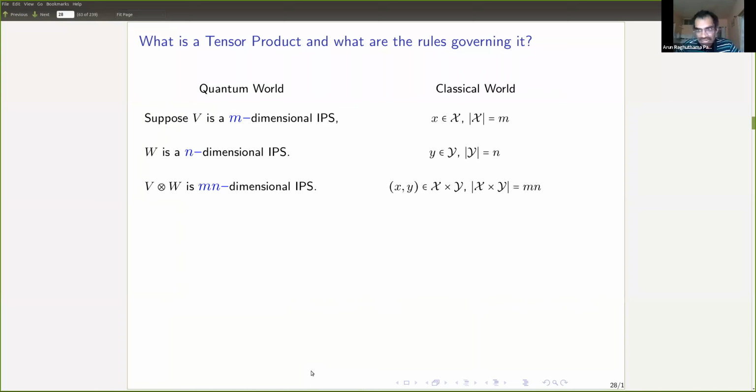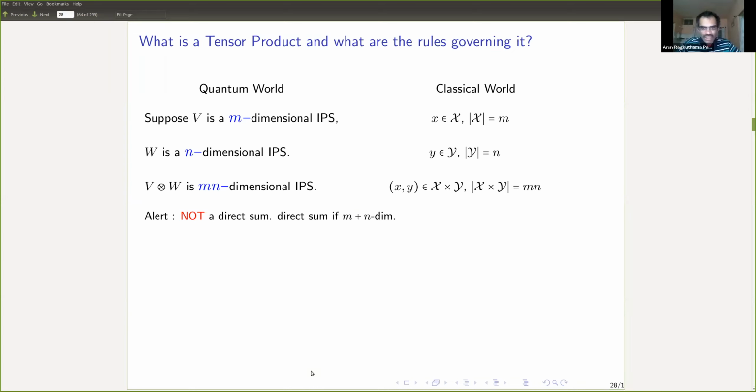So it's not the direct sum. You might be always thinking of the direct sum. If you take a vector V, the direct sum of vector V and vector W is essentially appending W at the bottom of V. This is not the direct sum. This is the tensor product. So I'll kind of explain.